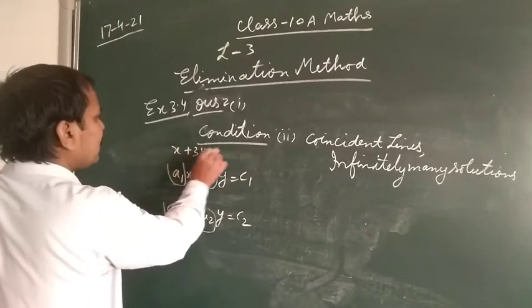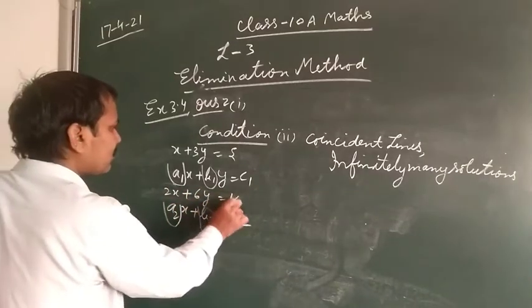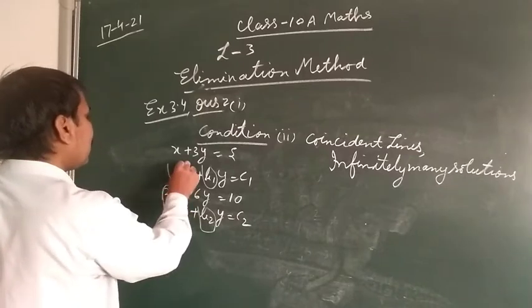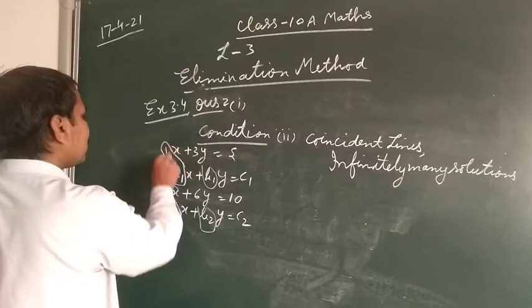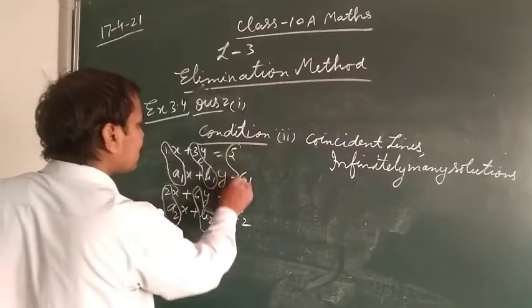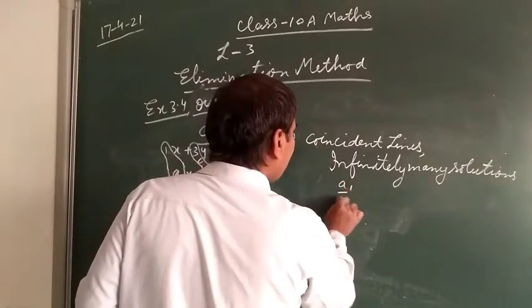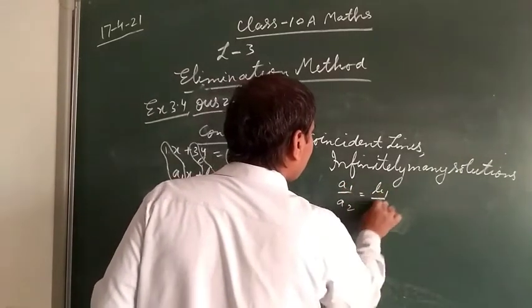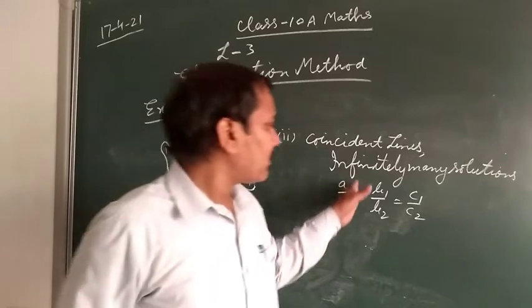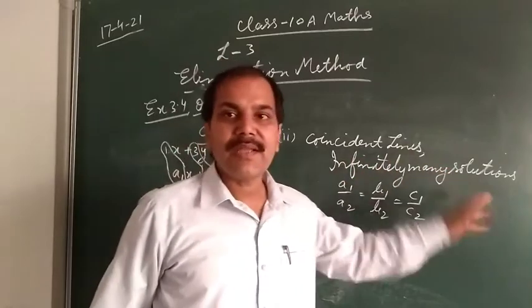x plus 3y is equal to 5, and here 2x plus 6y is equal to 10. So a1 is 1, a2 is 2, b1 is 3, b2 is 6, and c1 is 5, c2 is 10. So you check the condition: a1 upon a2 is equal to b1 upon b2 is equal to c1 upon c2. If this condition is satisfied, then there are infinitely many solutions.